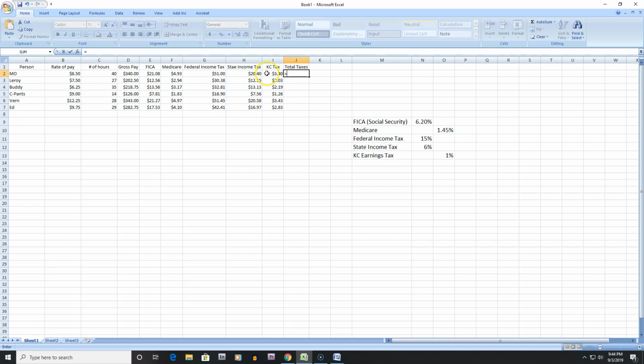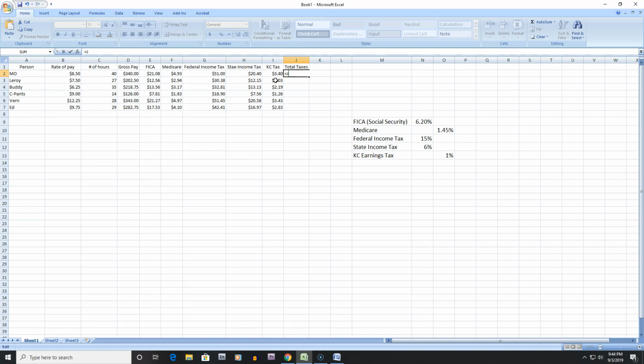So if I hit the equal sign here, one way we could do it is just go to here, plus here, plus here, plus here, plus here, right? That's one way we could do it, because then you're adding up all these cells. But the quicker way to do it is to go to your equal sign here.